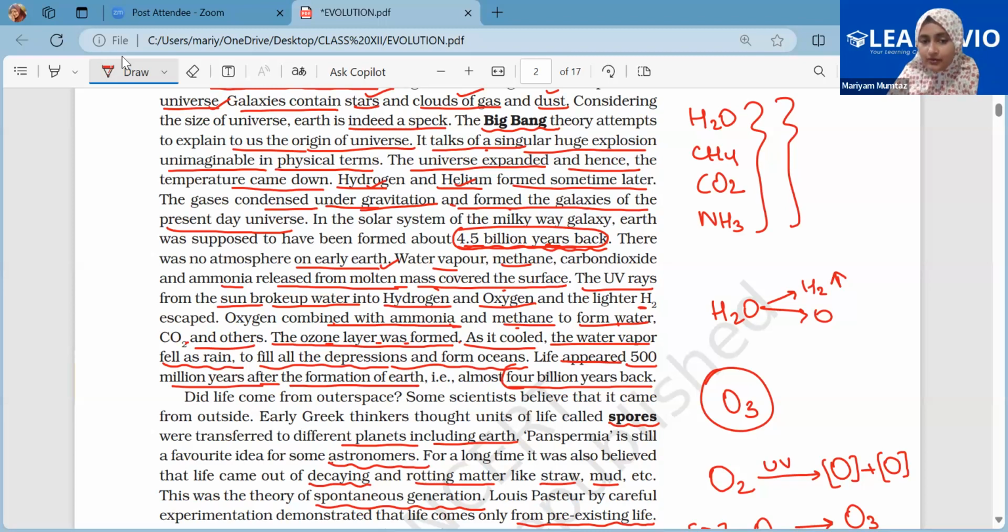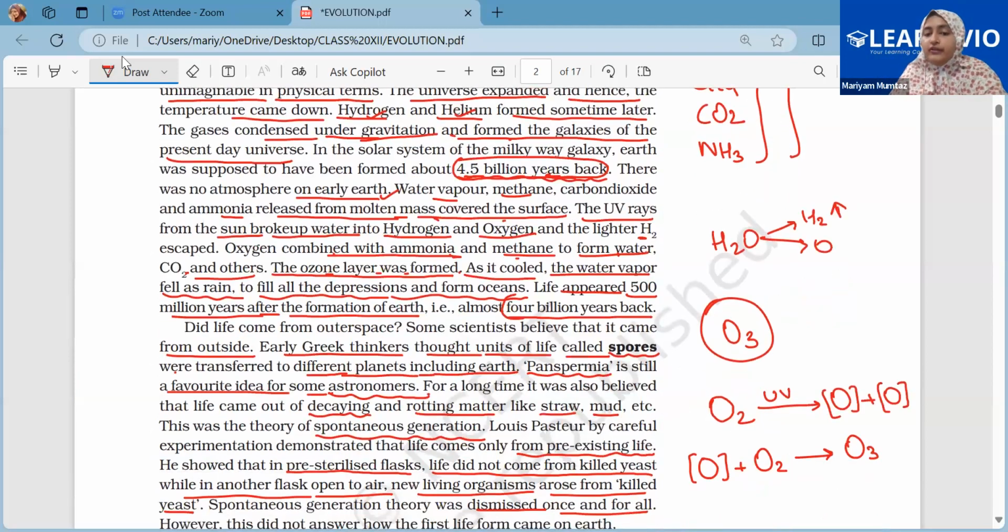Did life come from outer space? Some scientists believe that it came from the outside. Early Greek thinkers thought units of life called spores were transferred from different planets, including Earth. Panspermia is still a favorite idea for some astronomers. They thought that life was existing somewhere else, and when the Earth was formed, then the life was transferred here in the form of spores, that is the unit of life.